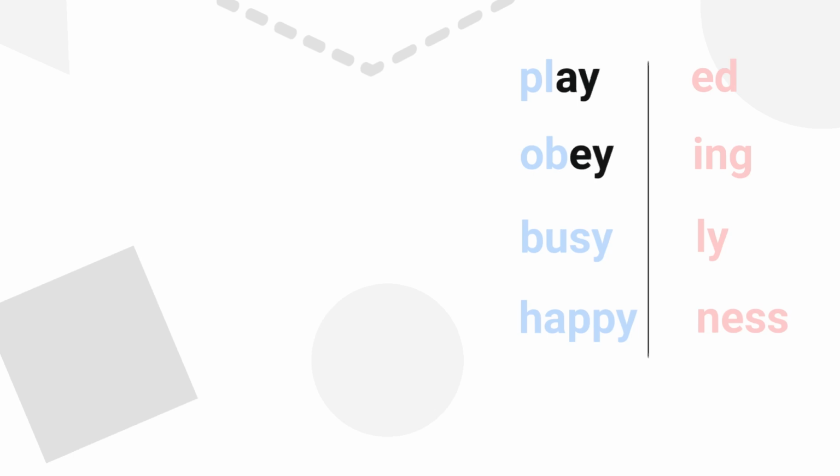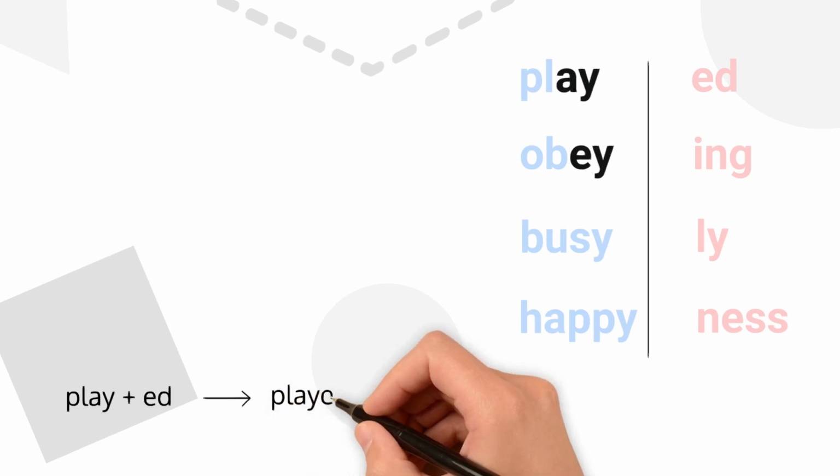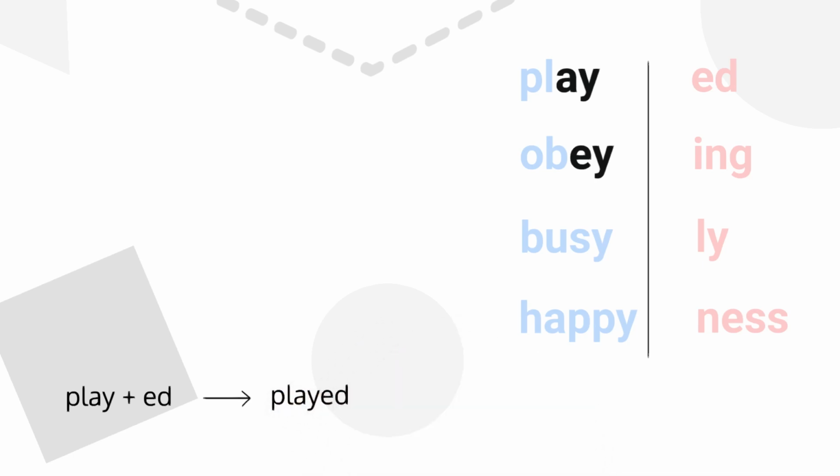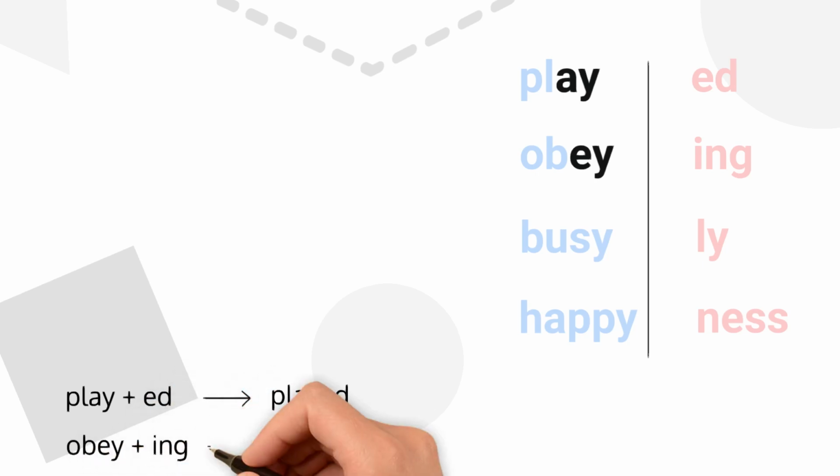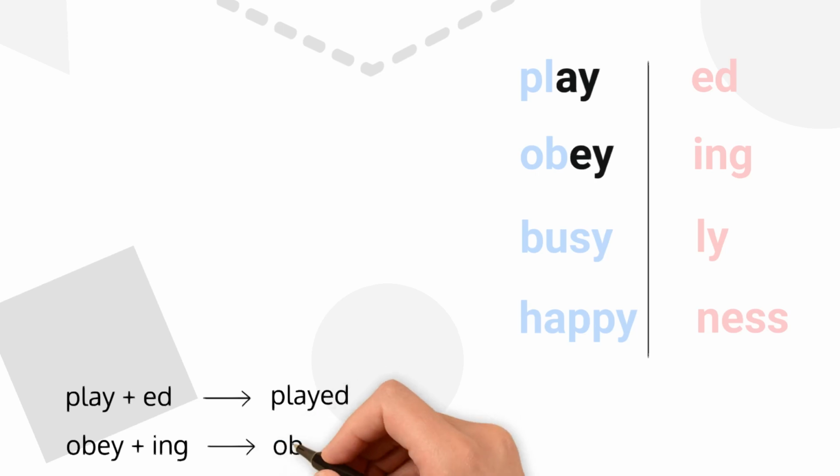If I want to add a suffix to a word like play, I simply add the suffix: play, ed. The same for obey. Obey plus ing, I simply add the suffix: obey, ing, or obeying.